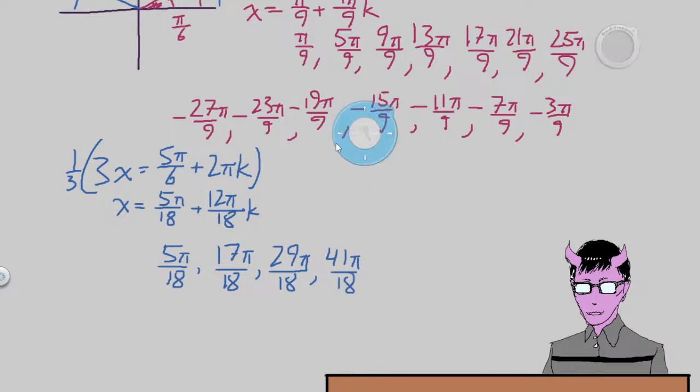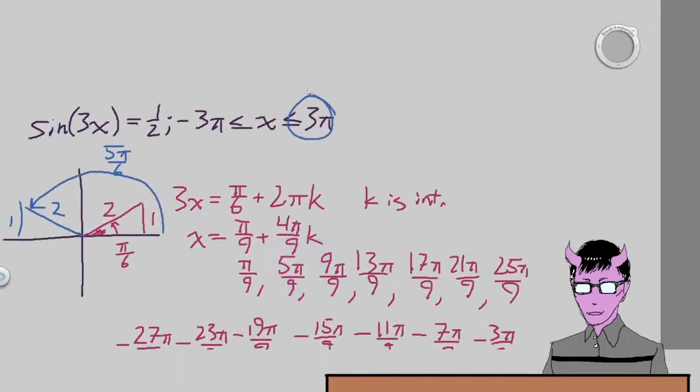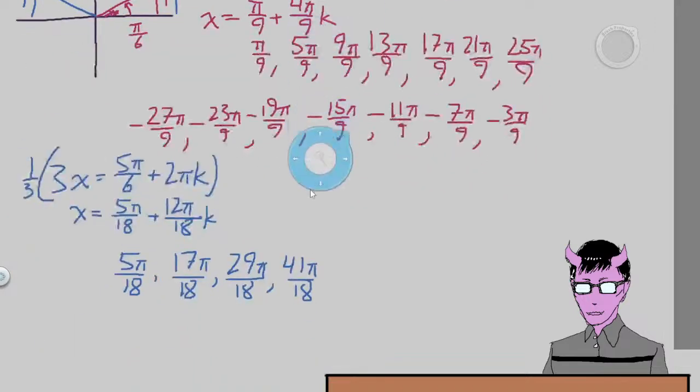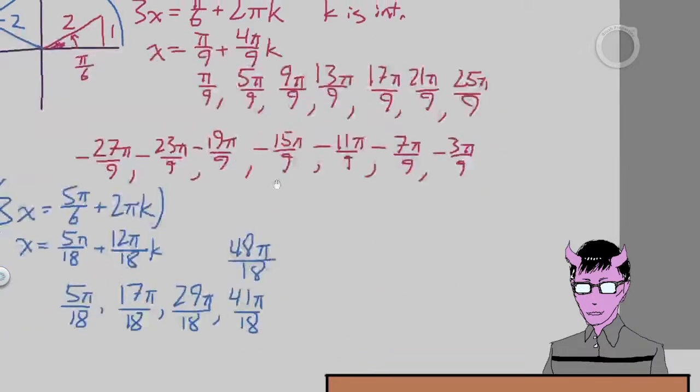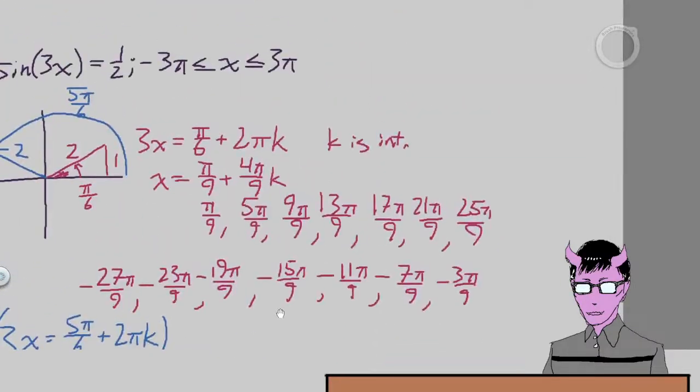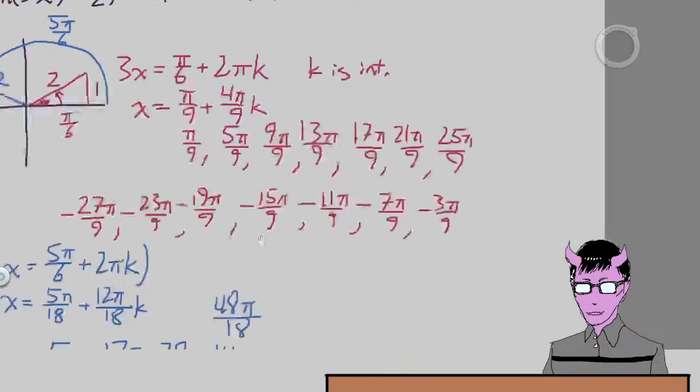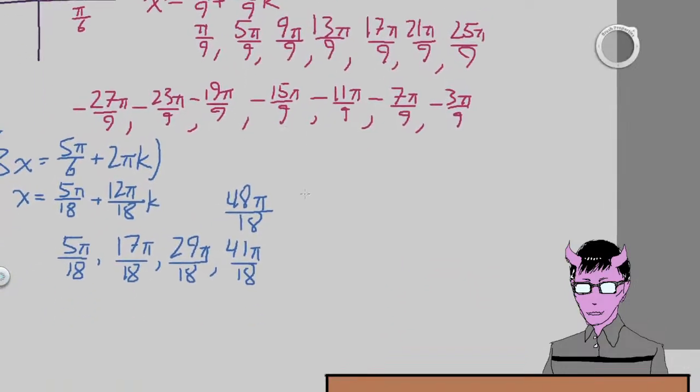Do we stop here? No. 3 pi is equivalent to 48 pi over 18, I think. Right? Did I do that correctly? Let me think about that. 18 times 3 is... yeah, that's correct.